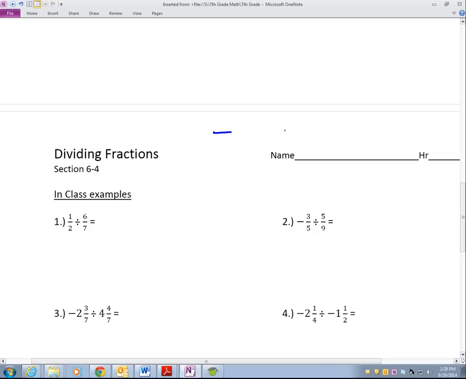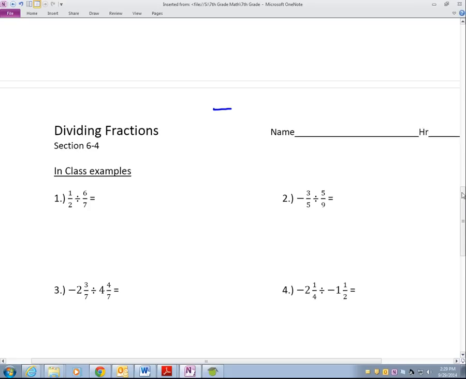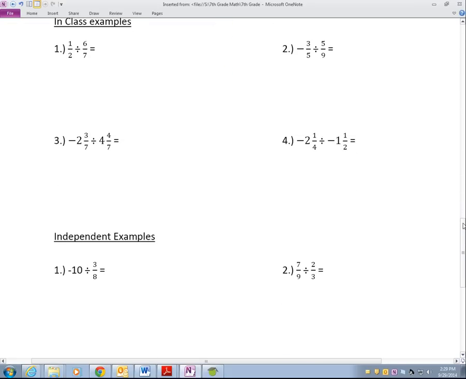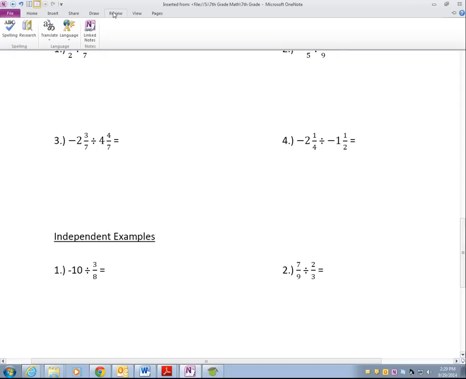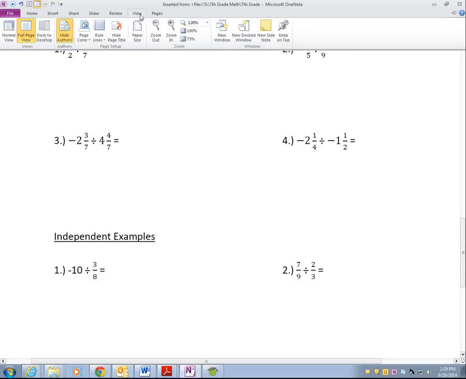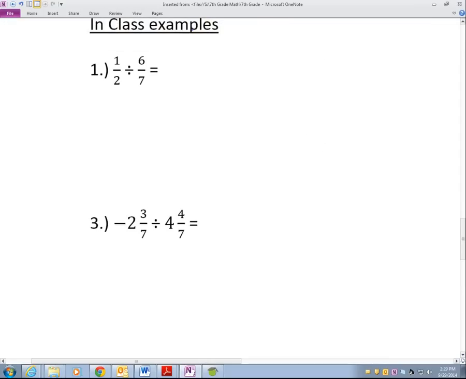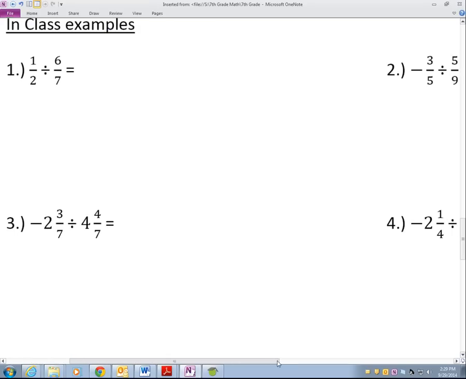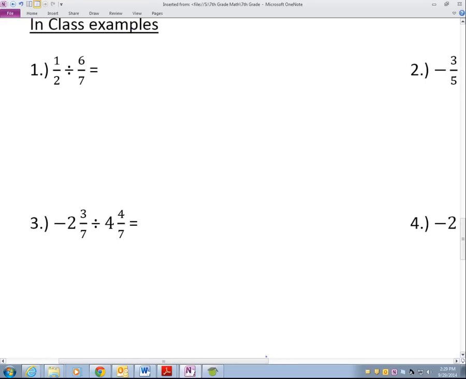So we have 1/2 divided by 6/7. They want to know how many 6/7 go into 1/2. First step that we're going to do is to make it improper fractions. Do we have any improper fractions on this one? No. So step 1 is done.